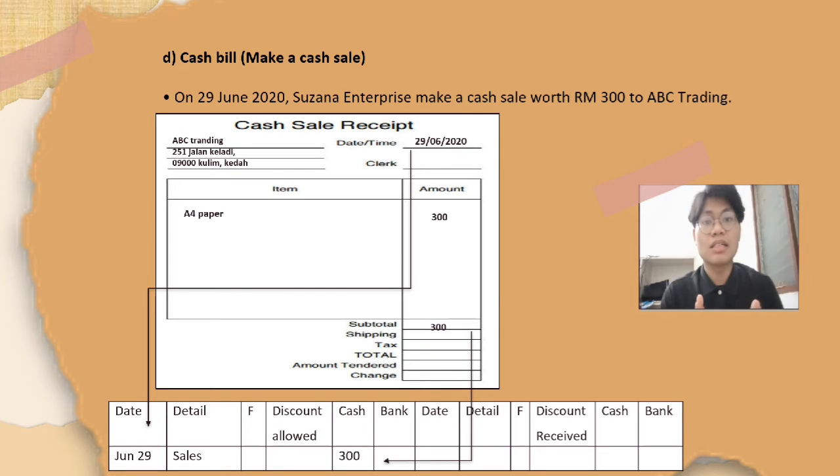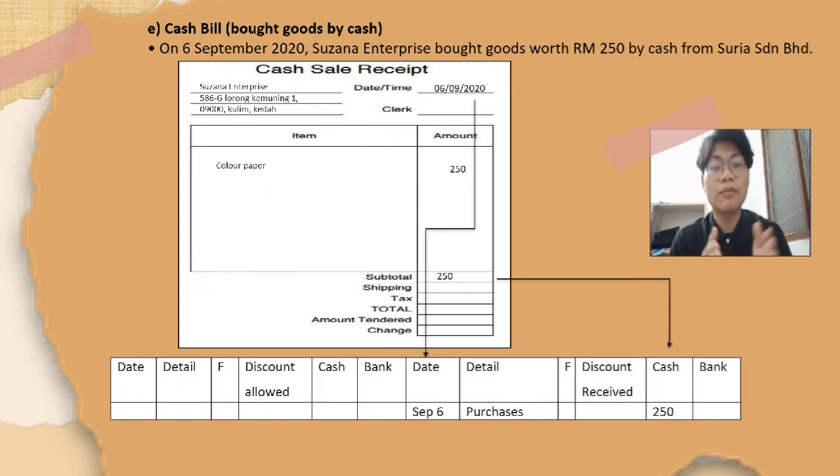Next is cash bill. We use cash bill to record a cash sales transaction. On 29 June 2020, Susanna Enterprise made a cash sale worth RM 300 to ABC Trading. To record it, we need to insert the date and amount on the debit side, and the detail we name it as sale.